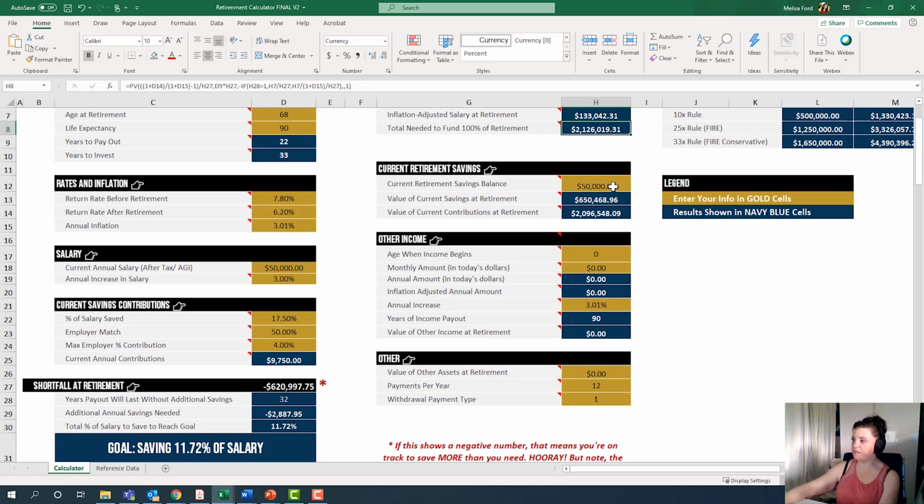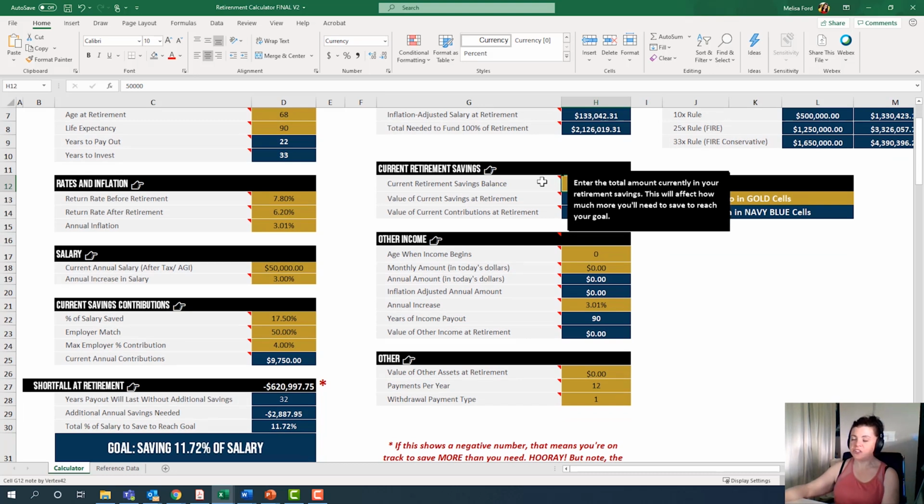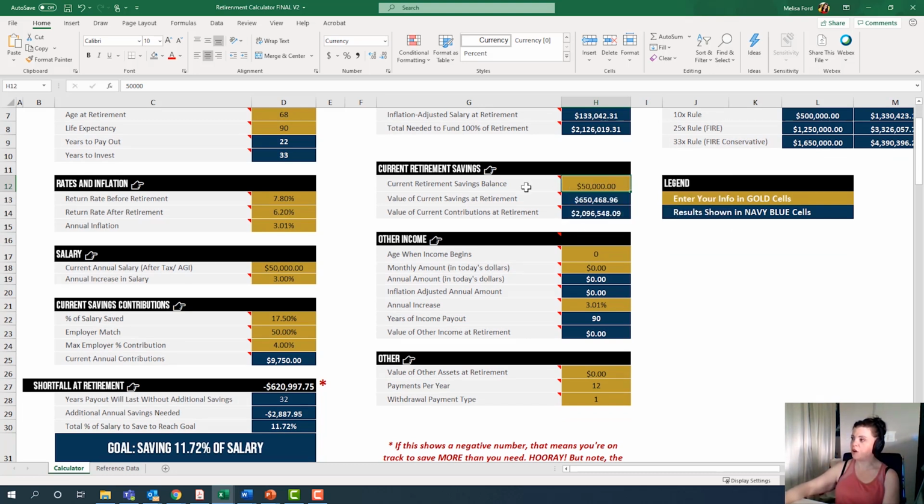So moving on, it also gives you an option to enter what you have already saved. If you are saving for retirement or have saved for retirement, you can put your current balance here, and I hope that you have been. But if not, no worries. We all start somewhere. As long as you start as soon as you can and keep going, there's definitely hope that you can retire and retire well.